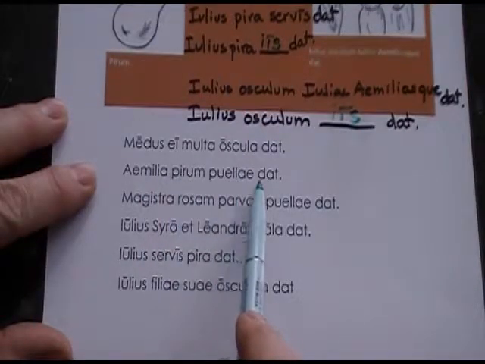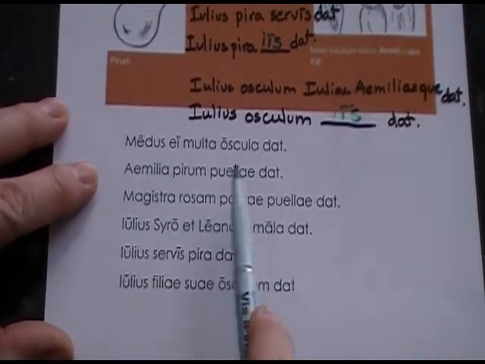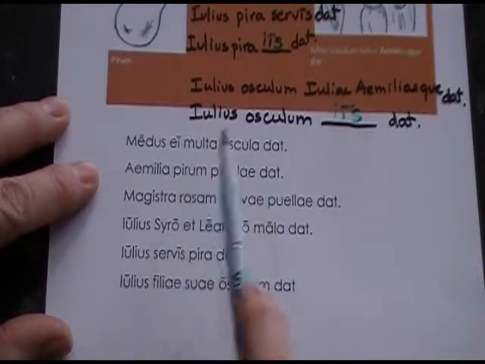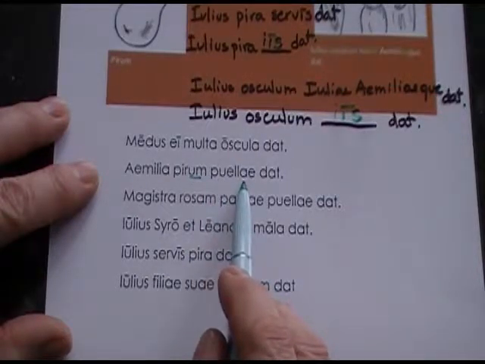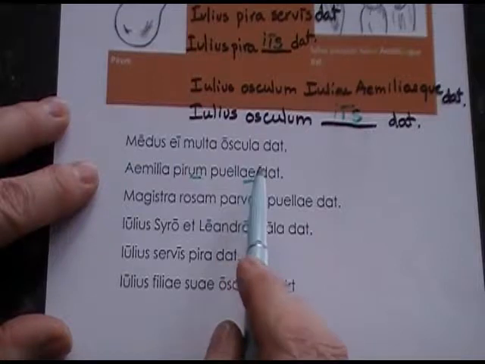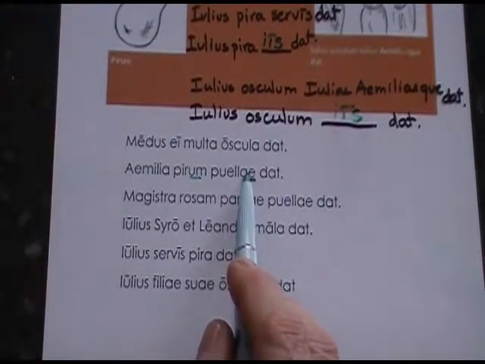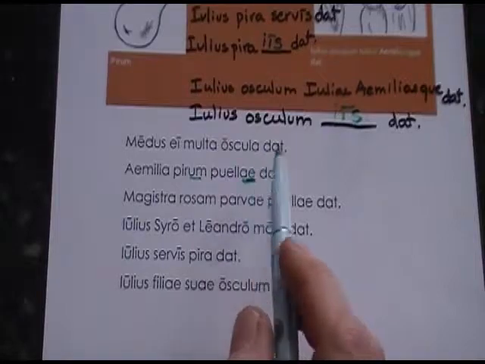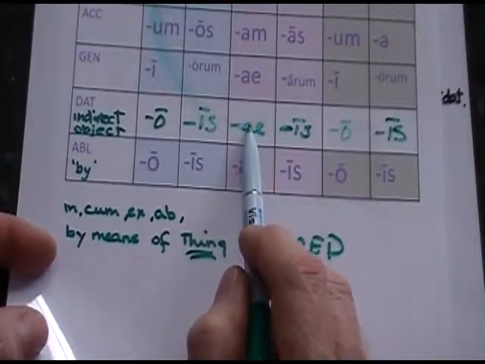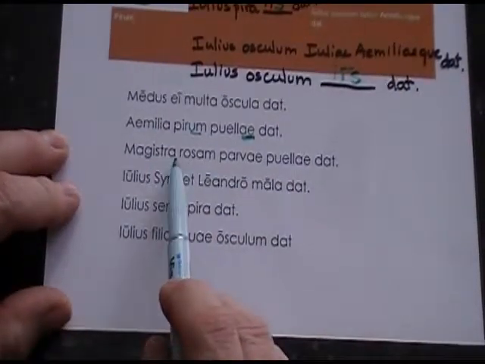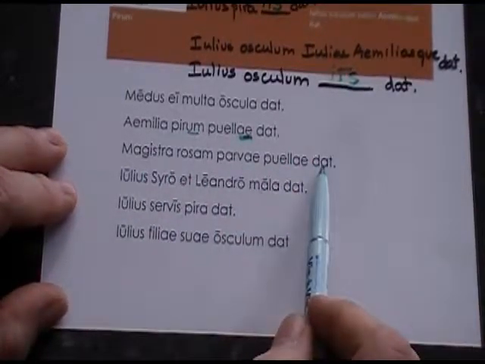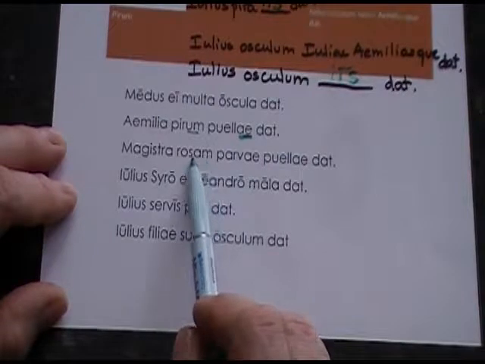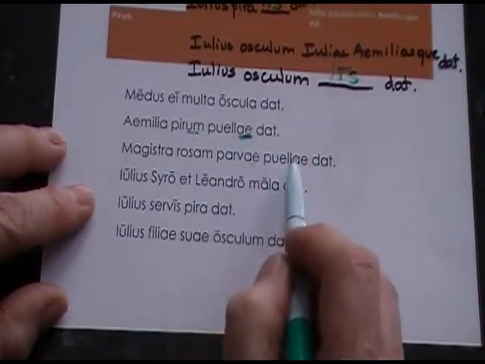Amelia pirum puellae dat. Amelia gives, what does she give? She gives a pear, accusative ending. To whom? To the girl. Remember, this is not plural, this is singular. Here, the dative singular is ae, a. Okay, magistra rosam parvae puellae dat. The teacher gives a rose to the small girl.